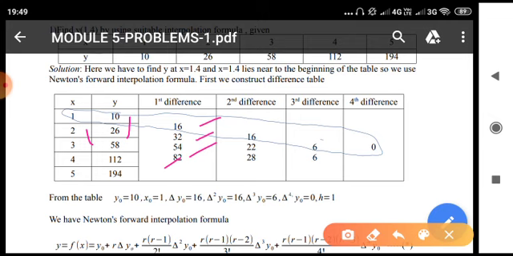Now we write second difference in similar pattern. 32 minus 16 is 16. 54 minus 32 is 22. 82 minus 54 is 28. Now the third difference again, 22 minus 16 is 6. 28 minus 22 is 6. Fourth difference, 6 minus 6 is 0. Since the given problem has 5 points, we may get at the maximum of fourth difference.